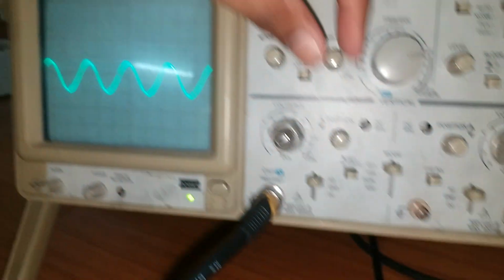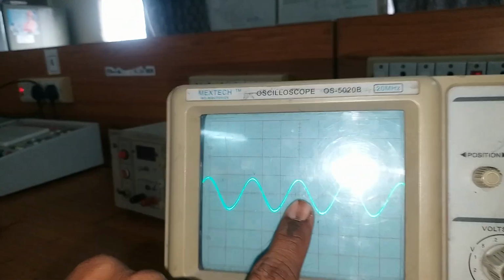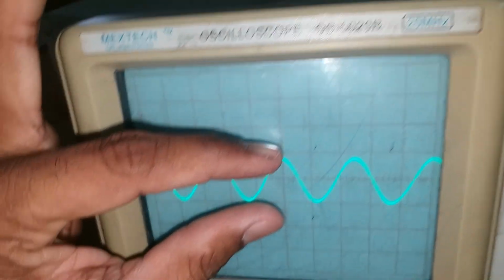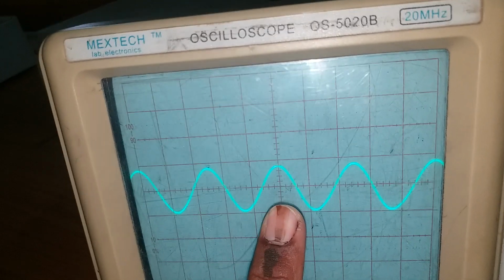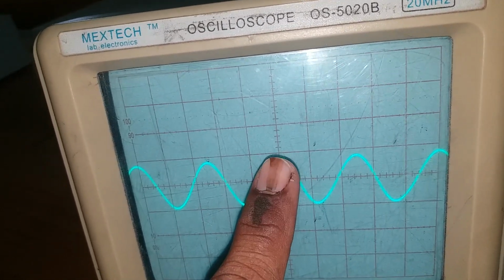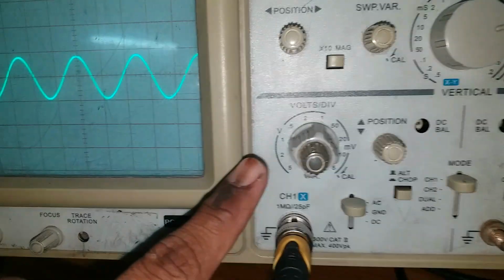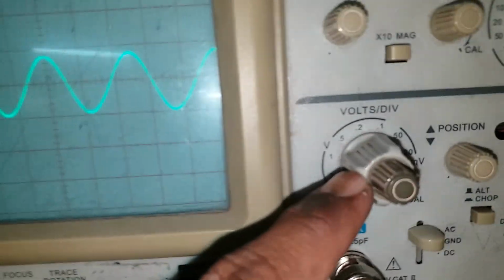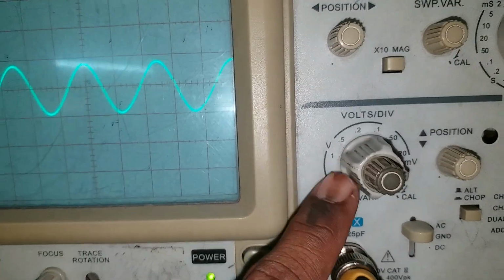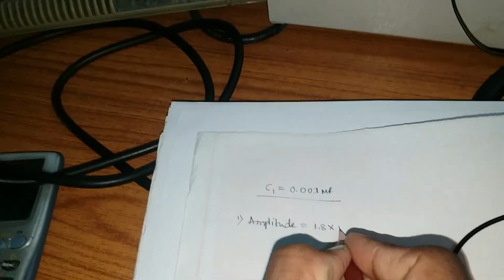So now observe the CRO screen here. Adjust the position knob here. Then if you observe, this is one box, and the total waveform height you need to calculate. Here it is 1.8, the total height from top to bottom is 1.8. And which channel is it connected to? It is connected to channel 1, and the mark will be at 1 volt per division. So I can write directly here 1.8 into 1 volt.